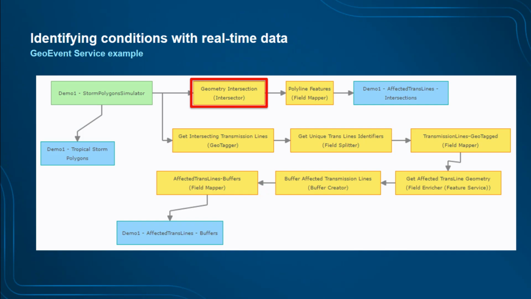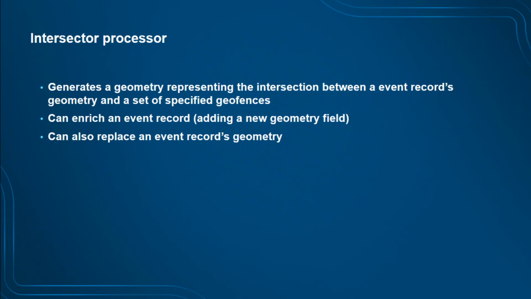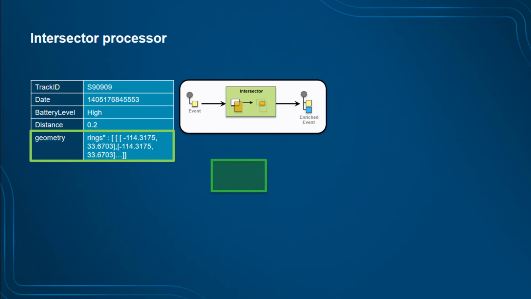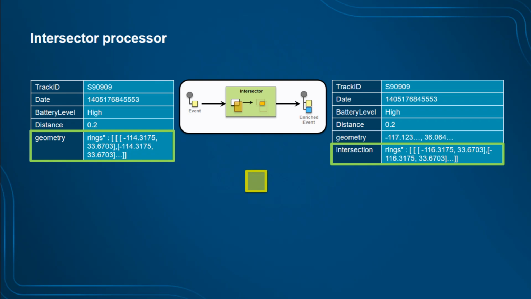The intersector processor is another one of the geometry processors that does an overlay operation. It generates a geometry that represents the intersection, or that snip, that portion of the geometry that actually intersects one or more geofences. So if I were to bring in a polygon and compare it to another polygon that was a geofence, only the area that intersects those two geometries would be output from this particular processor. And again, I can either enrich the record by adding that processor result as a new geometry, or I can replace the existing geometry.